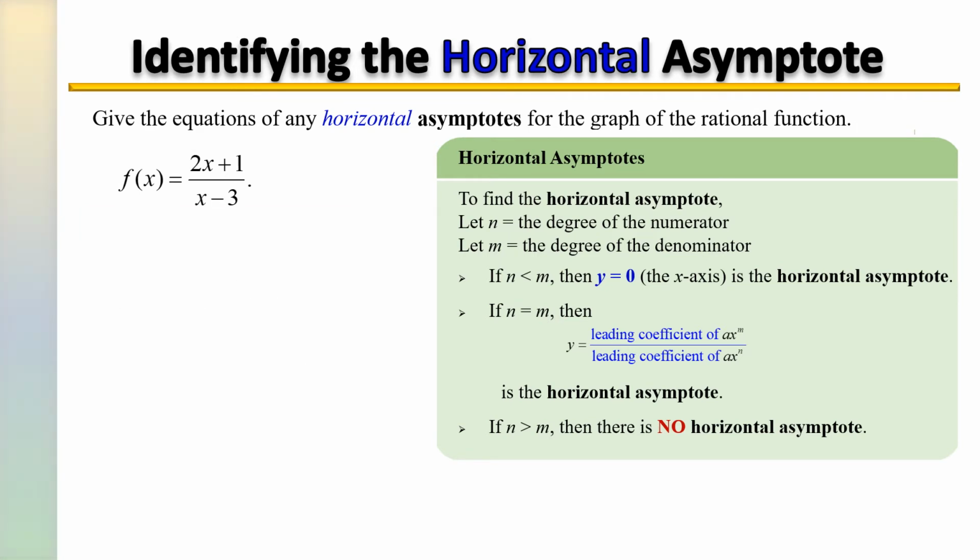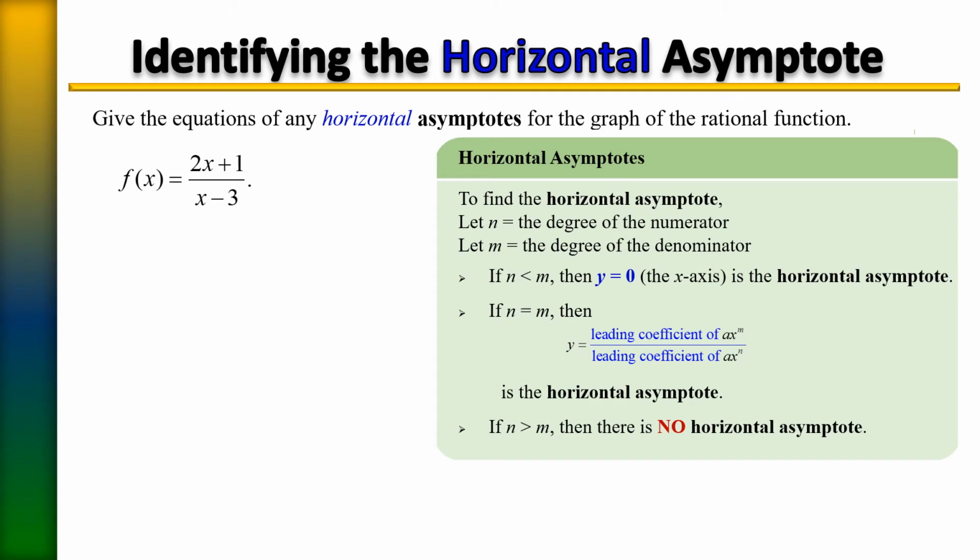In this example, we're asked to give the equation of any horizontal asymptotes for the graph of the given rational function. So let's take a look at the degree of the numerator out of all the terms. The highest degree is a degree of 1. On the bottom, out of all the terms, the highest degree is a 1. So that is the case where the degree of the numerator is equal to the degree of the denominator, when n is equal to m, and then you're simply going to divide the leading coefficients.